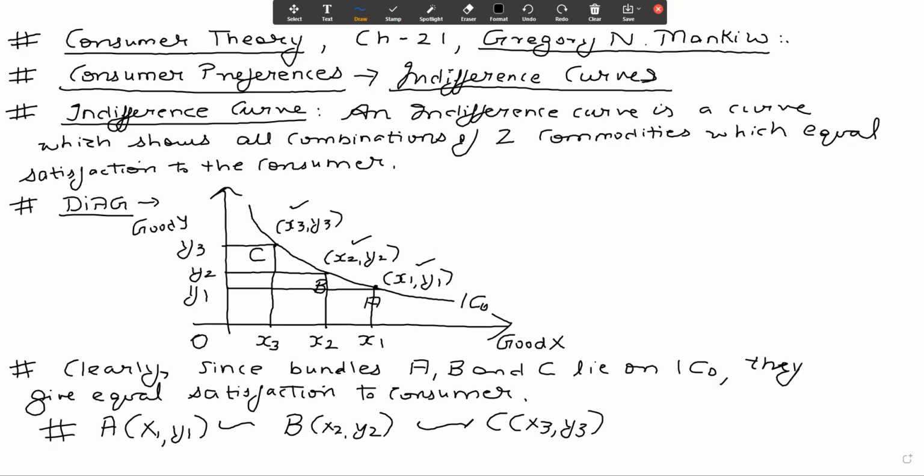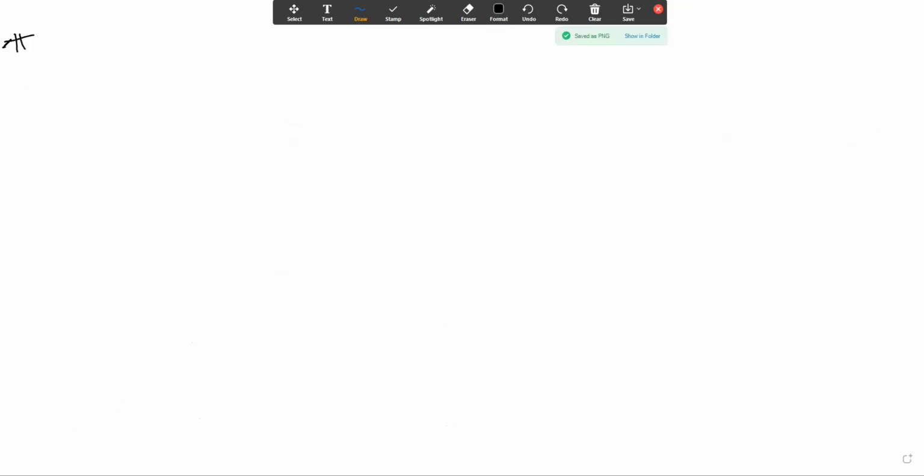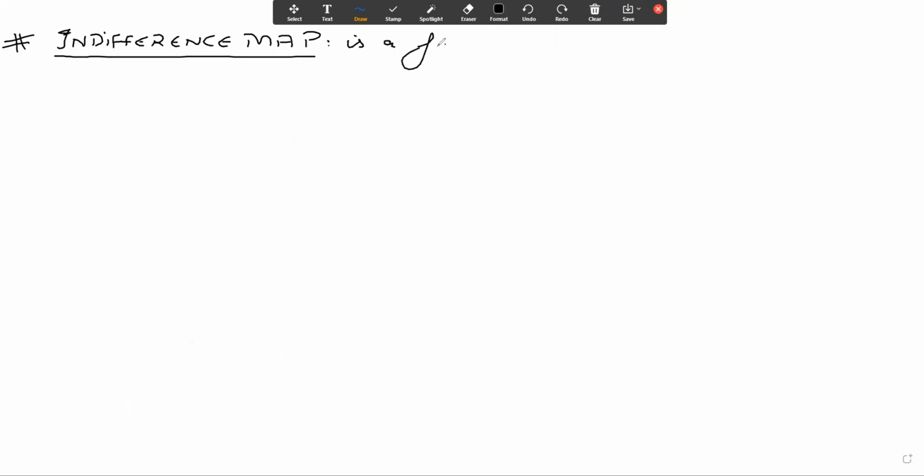Okay. What is meant by indifference map? So let us see what is meant by indifference map. So indifference map is a family of indifference curves.